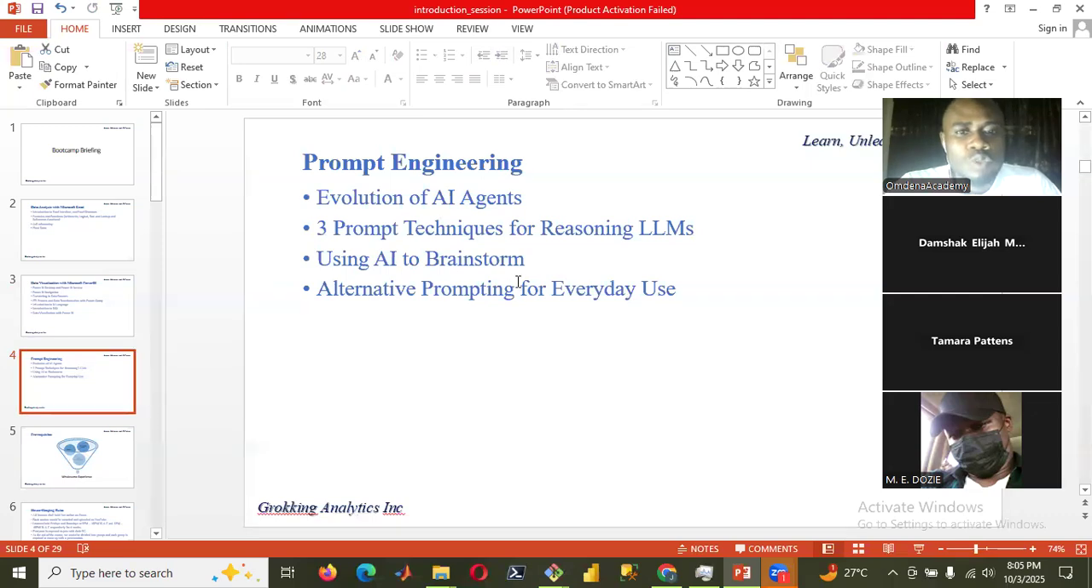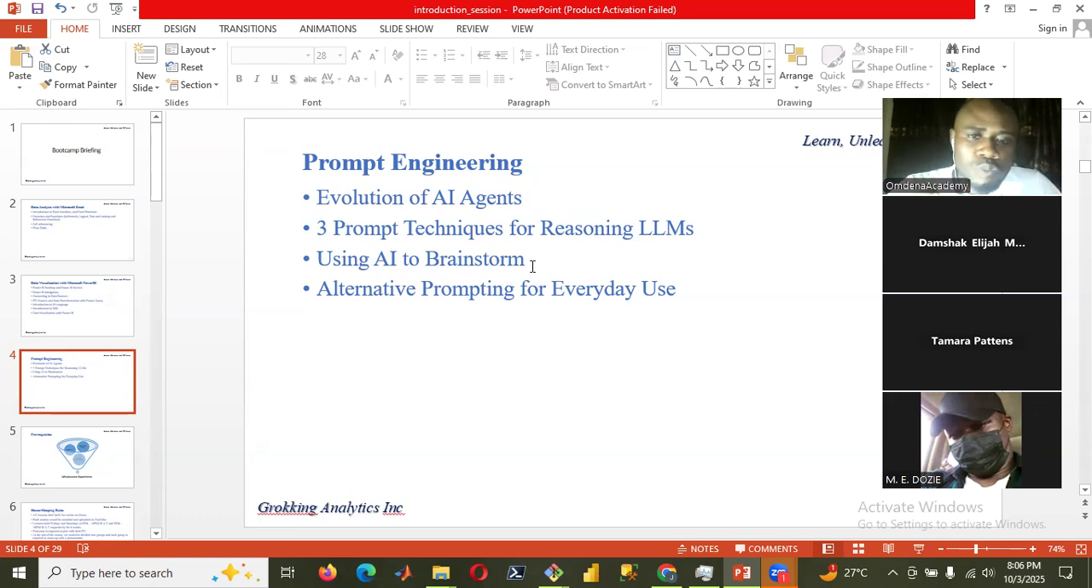Then we'll also discuss prompt engineering. Here we are going to be focused on the evolution of AI agents, three common prompt techniques for reasoning LLM, and then using AI to brainstorm, which is actually a very important part. Let me give you an idea of what we'll talk about on this point, using AI to brainstorm.